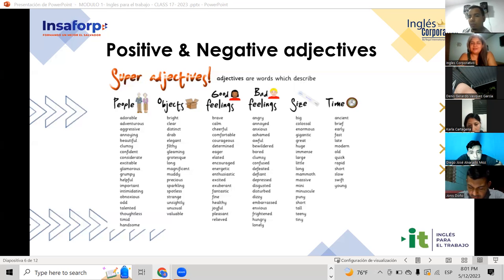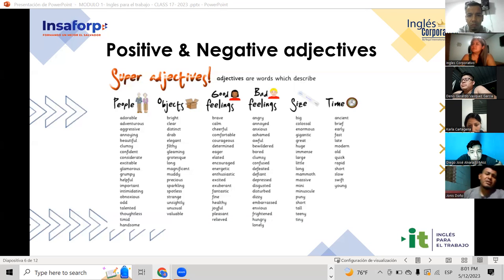Okay, angry. Negative, cuando usted está enojado, right? Annoyed. Si alguien es annoying y si usted está annoyed, ¿qué sería? Está enojado, ¿no? No, es como molesto. Usted está molesto porque alguien lo hizo sentir así, annoyed.